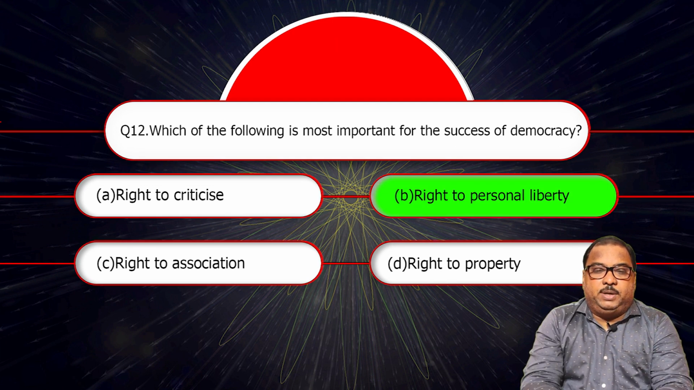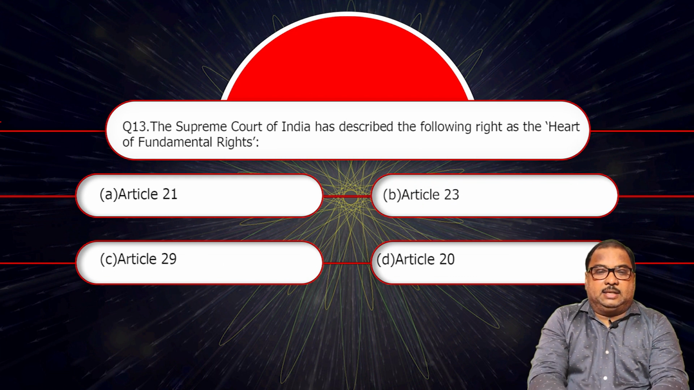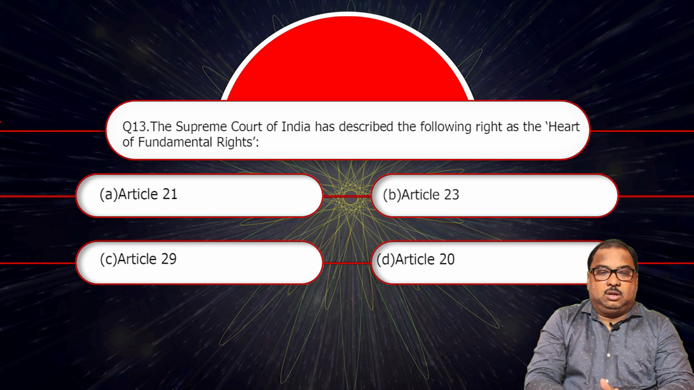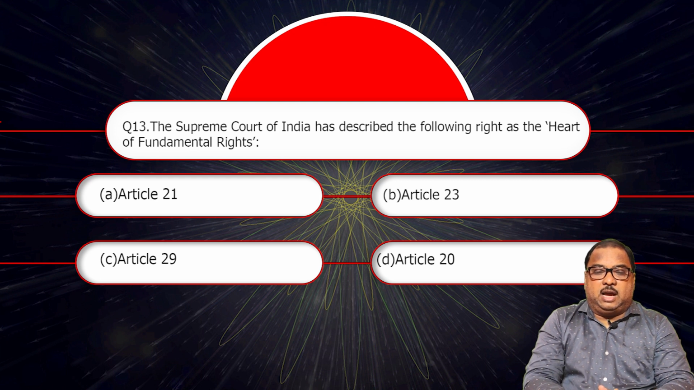The answer is option B, right to personal liberty, which has been enshrined in Article 21. Our next question. The Supreme Court of India has described the following right as the heart of fundamental rights. Option A, Article 21. Option B, Article 23. Option C, Article 29. Option D, Article 20. Your time starts now.